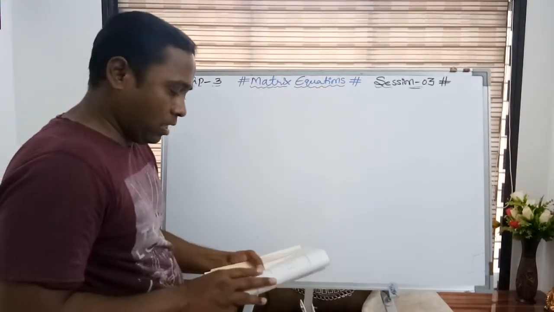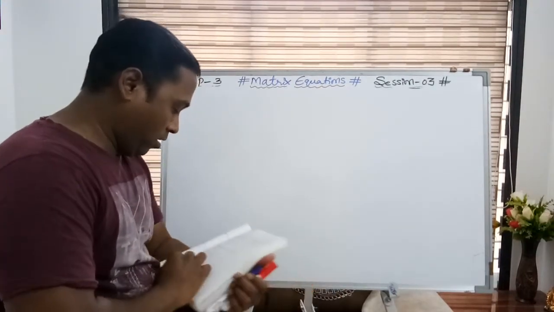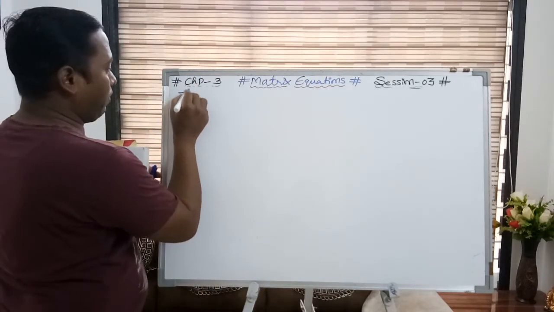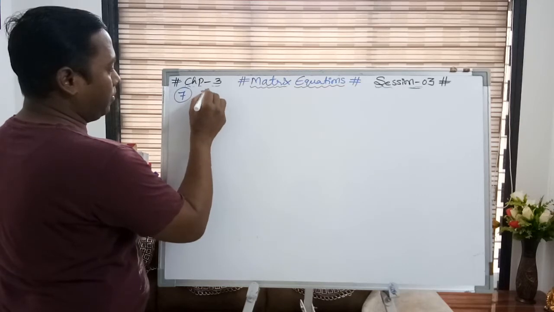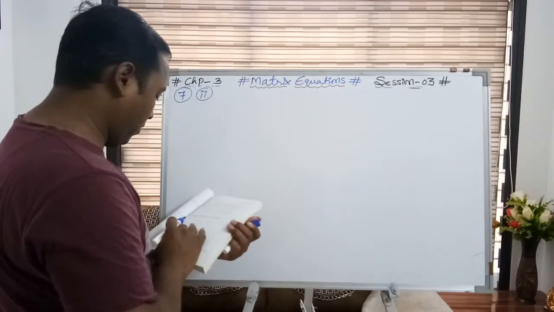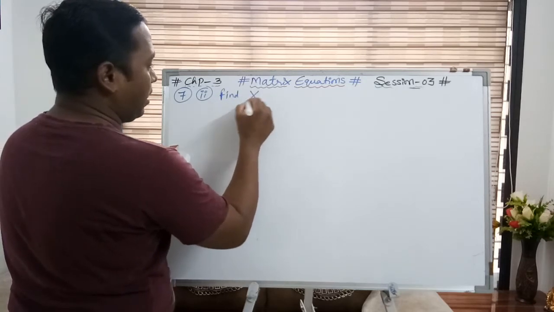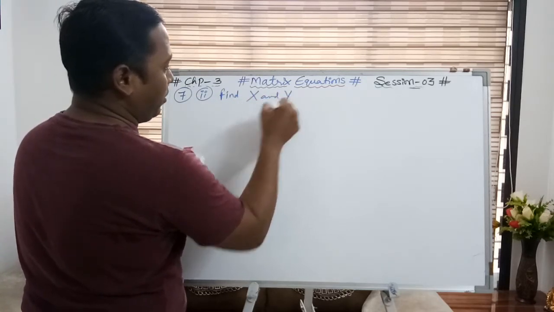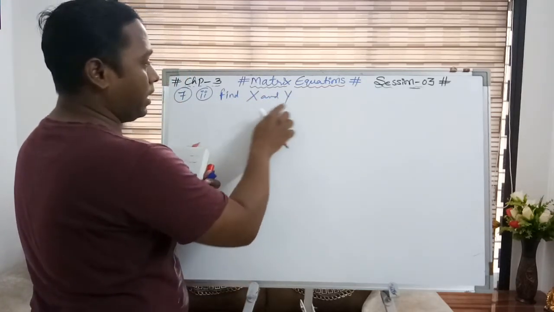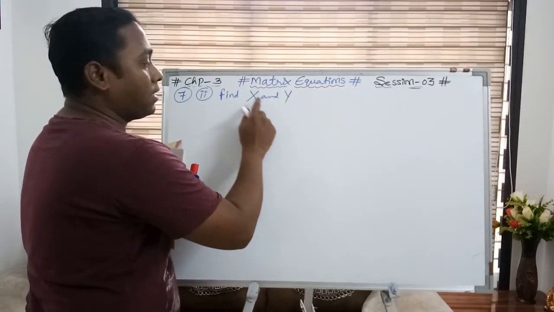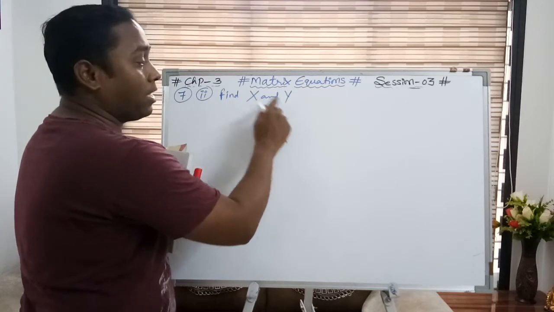Now I would like to take question number 7, second part. Find capital X and capital Y. When I say capital X, capital Y, they are asking to find the matrix X and matrix Y.